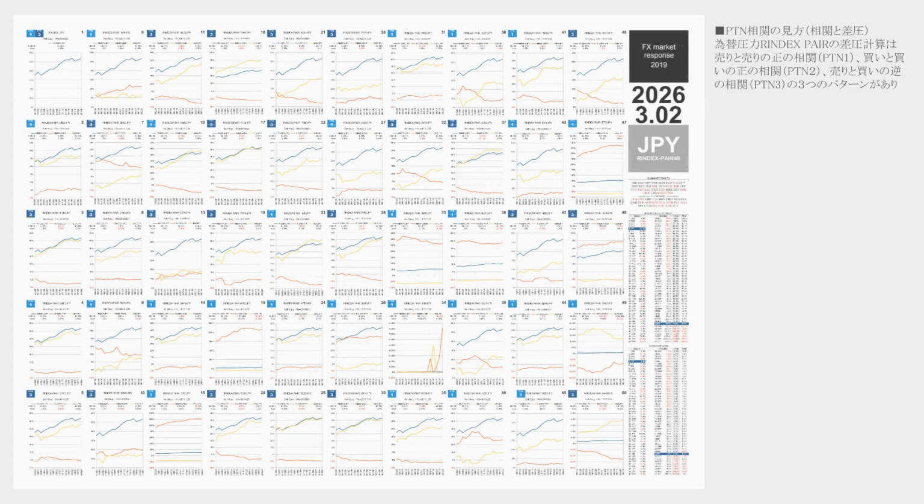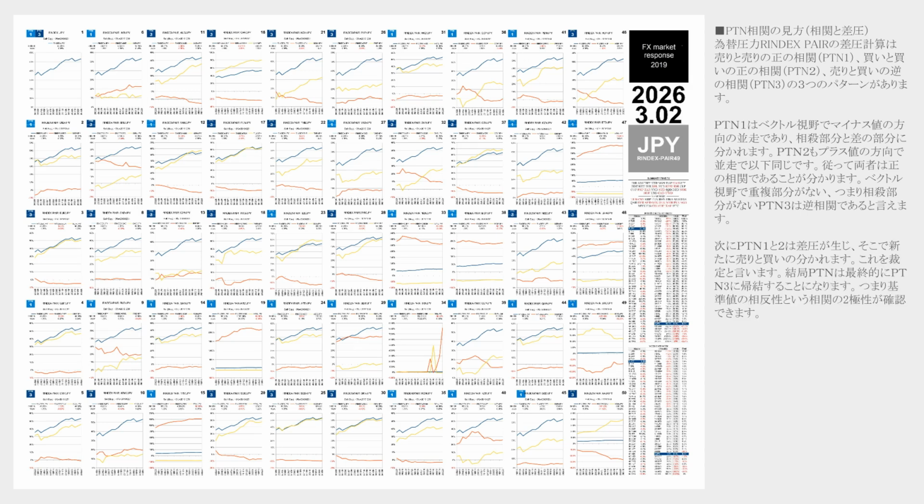How to interpret PTN correlation, correlation and differential pressure. The differential pressure calculation for the exchange pressure RINDEX pair has 3 patterns. A positive correlation between sells and sells, PTN1, a positive correlation between buys and sells, PTN2, and an inverse correlation between sells and buys, PTN3.